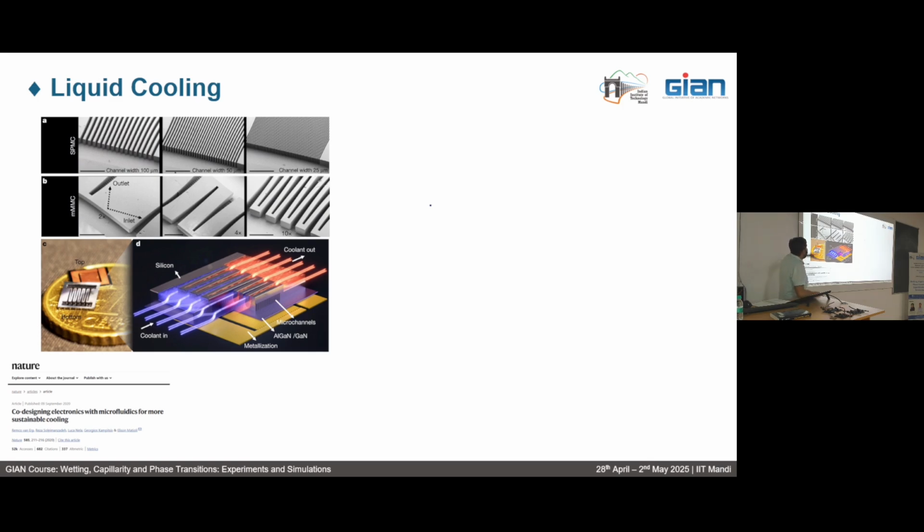So they are comparing the SPMCs. SPMC is a straight parallel microchannel, and MMC is the monolithic manifold microchannel. Monolithic means just one solid substrate. On this they have designed both the channels, the fluidic system as well as the electronic system, and they have compared it for different channel widths here. So we have channel width starting from 100 micrometer all the way to 25 micrometer for the SPMCs, and for MMCs these are the manifolds.